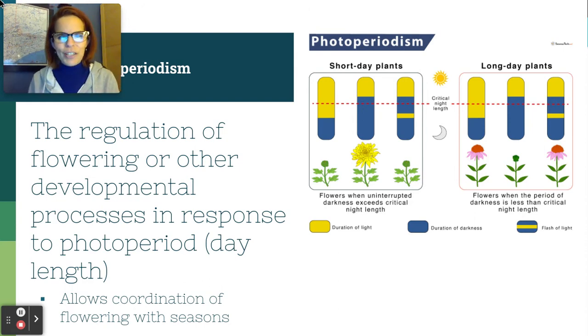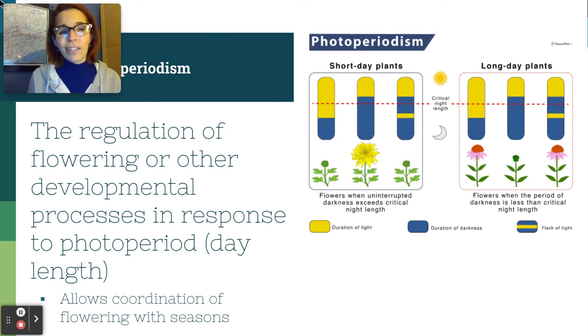And what's super interesting about these, if you take a look at the short day plants, the first diagram, you see that there's a short amount of night and a lot of day. And it says flowers when uninterrupted darkness exceeds critical night length. So when they have a long amount of night, that's when they flower. Long day plants are just the opposite. When they have a short amount of night and a long amount of daylight, that's when they flower.